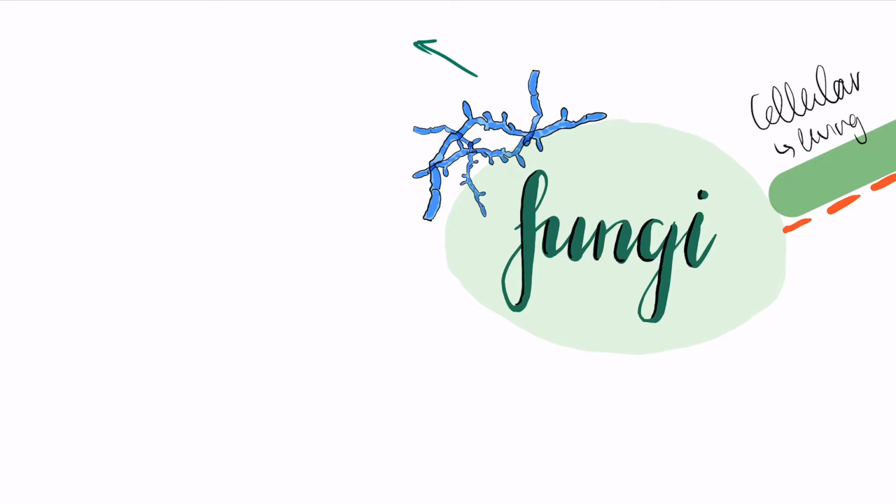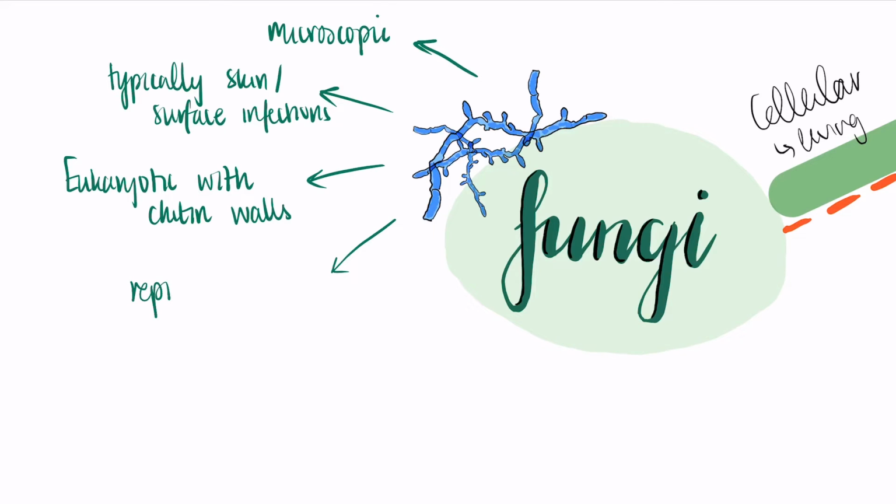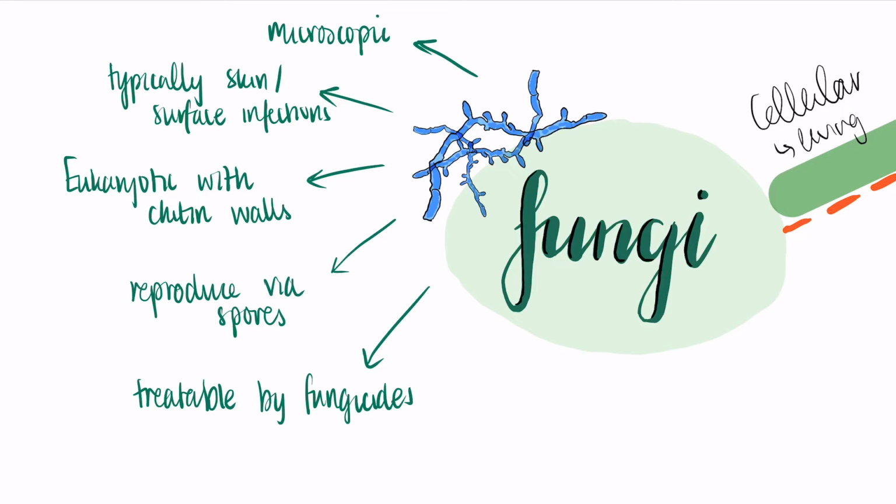So into our next group of cellular or living pathogens, we have our fungi. We typically think about mushrooms, but when we're talking about pathogens, they're usually microscopic. They typically produce skin or surface infections in humans, and they are eukaryotic, again, but with chitin walls instead of cellulose-based plant cell walls. And then, of course, animal cells don't have cell walls. They reproduce via spores, and they're treatable by fungicides. I would suggest not Googling images of these, but examples of fungi include tinea and ringworm.